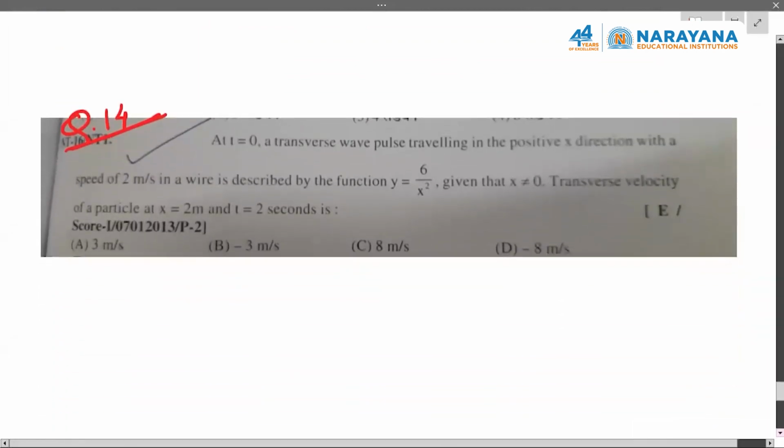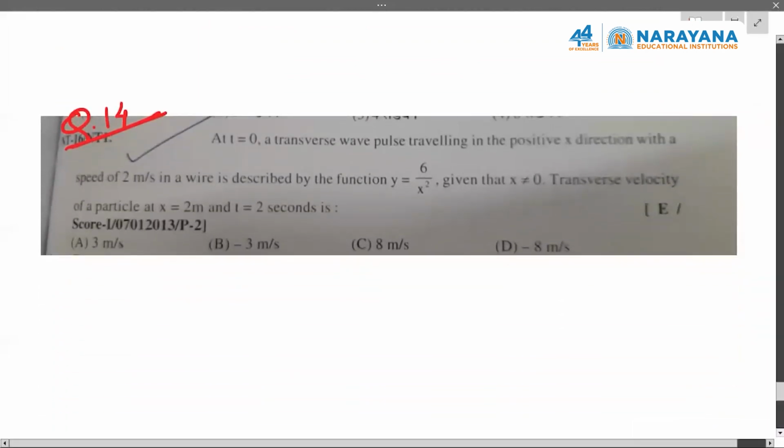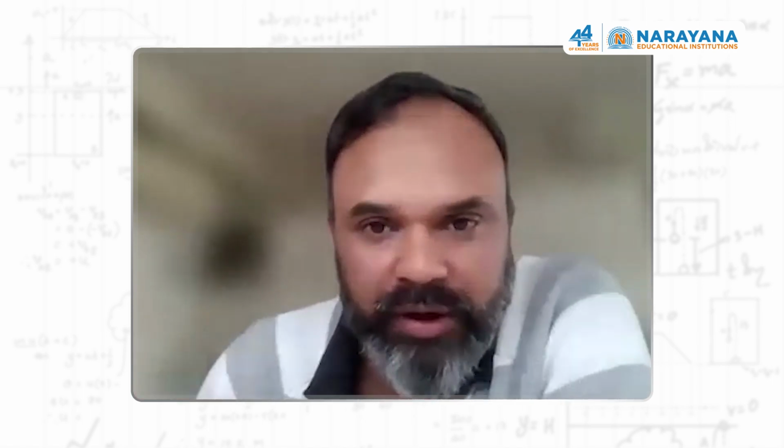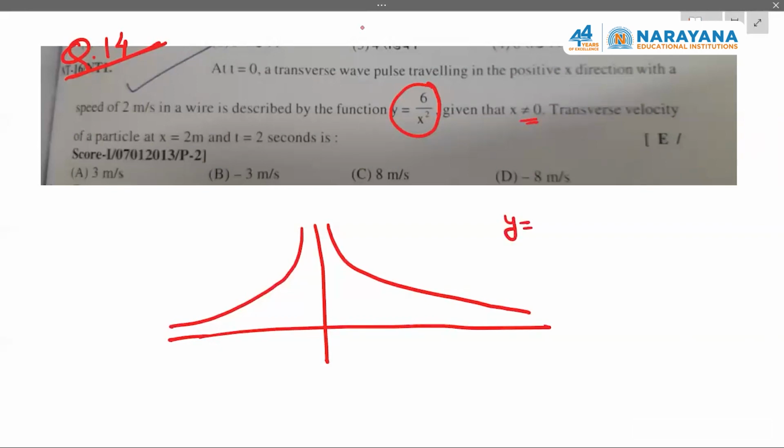More special. In the next problem, we have taken a different function. Just solve this case. At t equal to 0, there is a transverse wave pulse which is traveling in the positive x direction, and the speed is given, which is 2 meter per second. And the wave is described by this function y equal to 6 by x square, x not equal to 0. So y equal to 6 by x square. Let's see which segment he is interested in. This is x equal to 0.